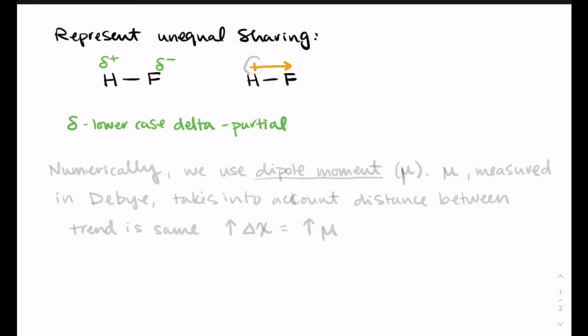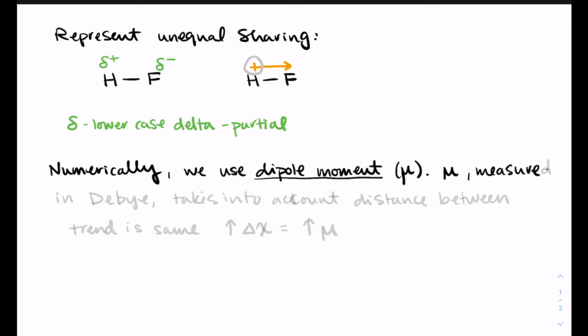We also write this by drawing an arrow with a line through the end. What this arrow does is it points toward the more electronegative atom. And the line is there to show you that this arrow means something specific, which is how the electrons are pulled. So the arrow part of the arrow is where the partial negative is. And this end of the arrow, I've circled it, it kind of looks like a plus sign. That's where the partial positive end of that bond is. When we write it this way, we'll call it a dipole moment.